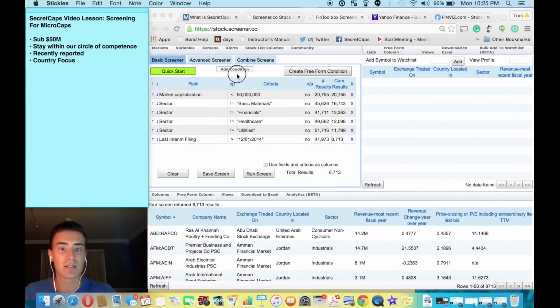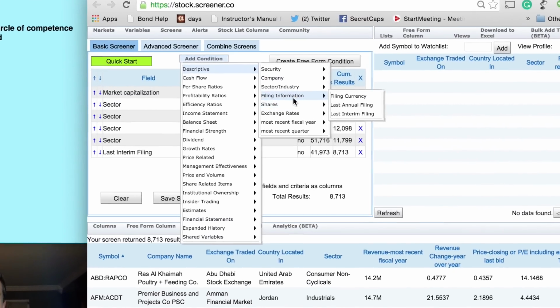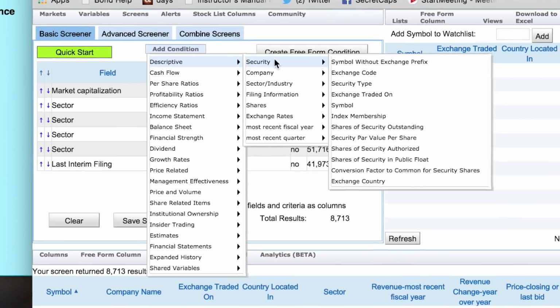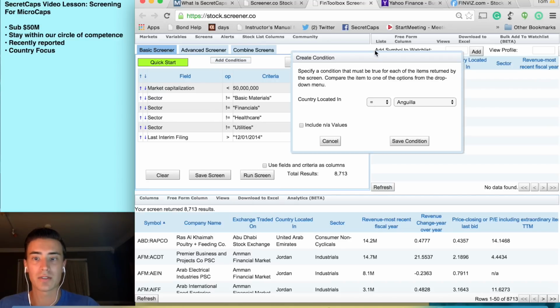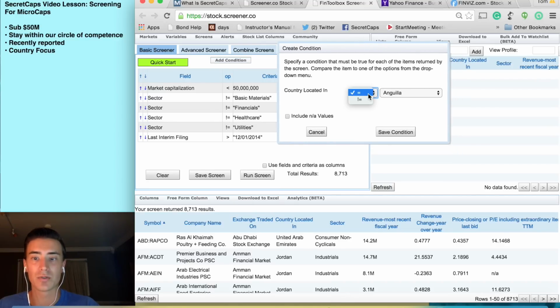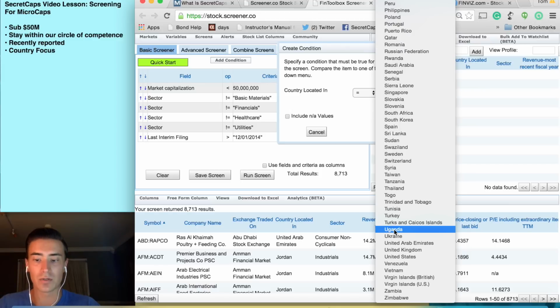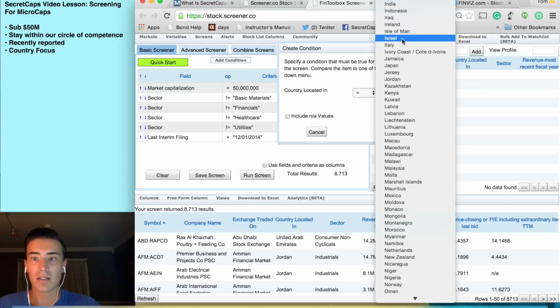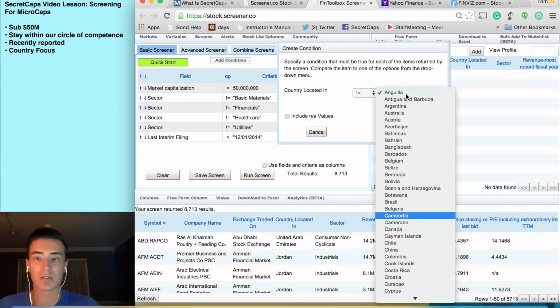The next thing we want to do is a country focus. What I mean by this is, I like to exclude certain countries where I don't want to invest. To do that, we go to add condition, descriptive, company, and country located in. Now there's several ways you can do this. I usually go individually. I look at equals, Canada, and then I'll go down to United States. Sometimes I'll look at Israel, and then there's other ways you can do it where you simply avoid countries you don't want to look at.